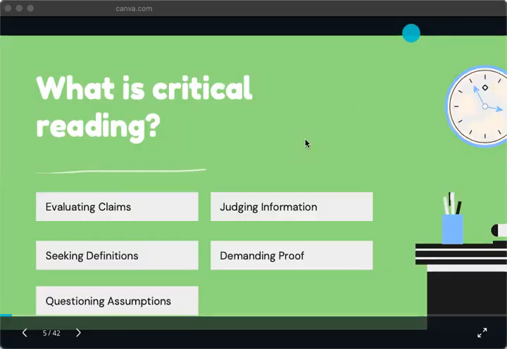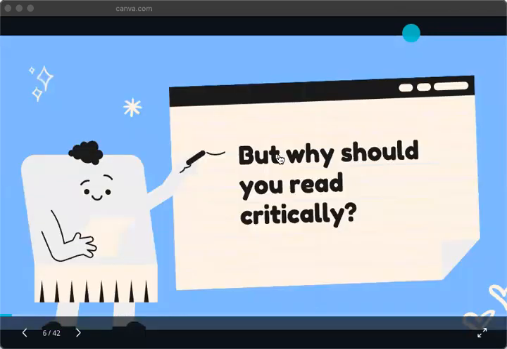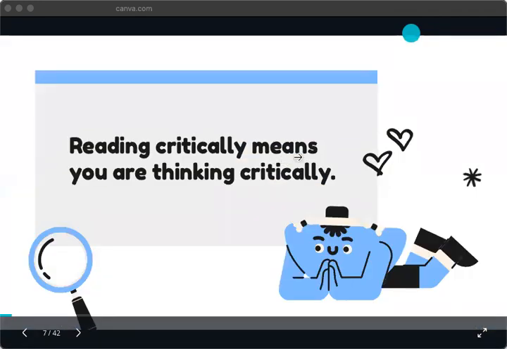Let me reiterate this again. Why should you read critically? Because reading critically means you are thinking critically. Take note of this, okay? Reading critically means you are thinking critically.